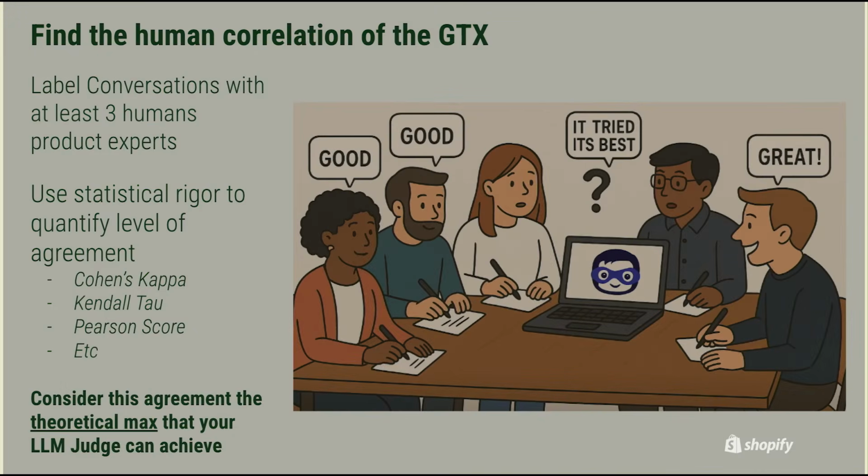And then this ground truth set continuously grows, and when your LLM as a judge diverges on your ground truth set, that's when you need to keep doing prompt engineering.